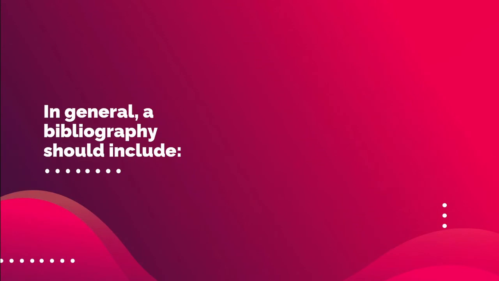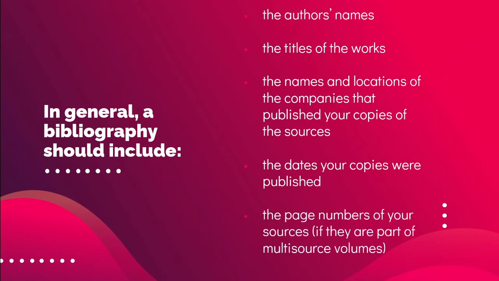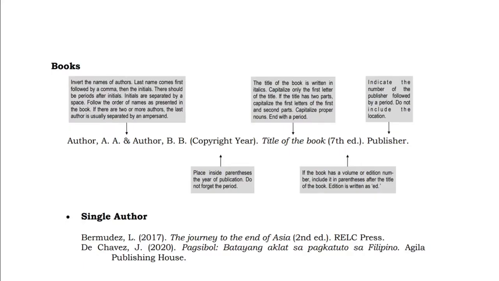In general, a bibliography should include the authors' names, the titles of the works, the names and locations of the companies that publish your copies of the sources, the dates your copies were published, and the page numbers of your sources if they are part of multi-source volumes. Here are the conventions in citing sources.